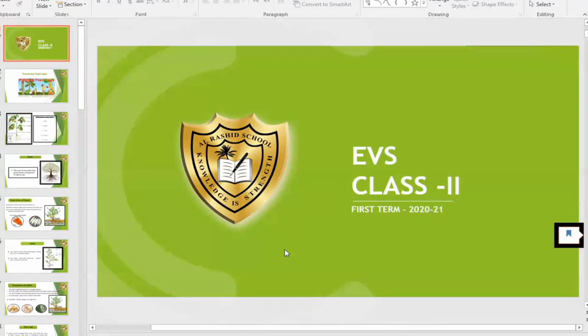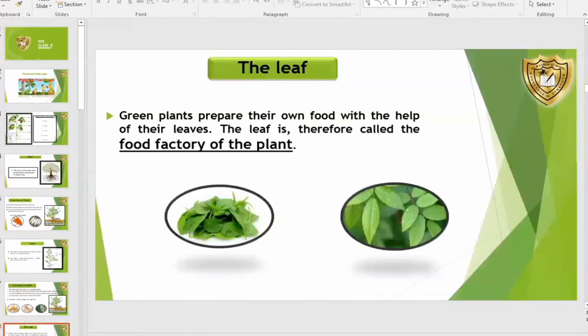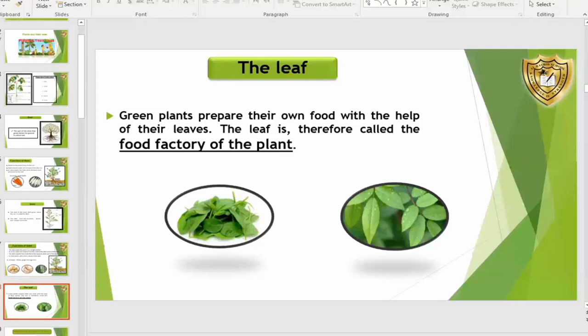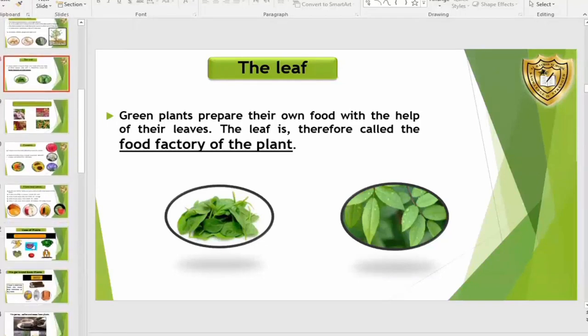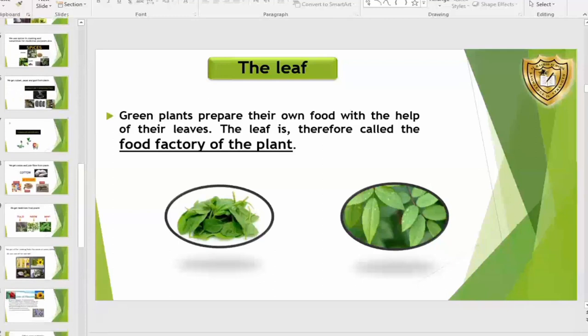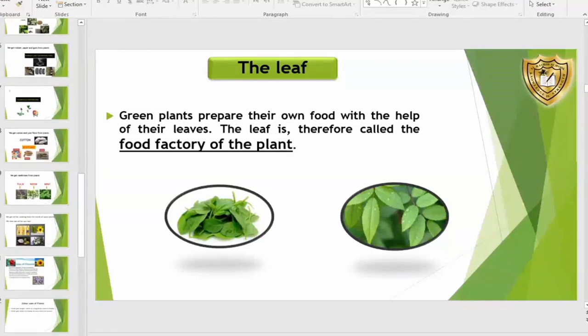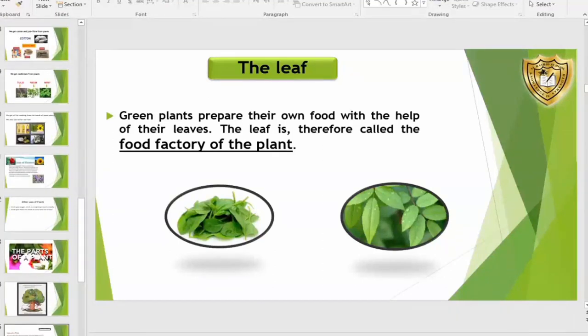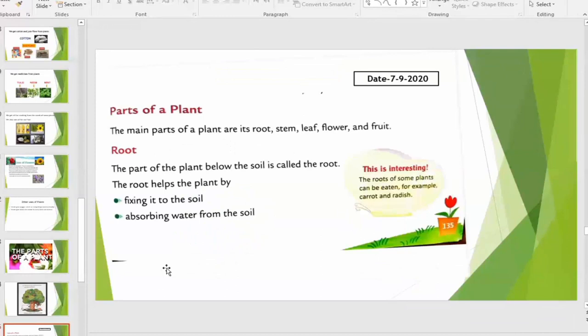Okay, let us start. Come on, everyone, class 2. Let us start with lesson number 2, plants and their uses. Now, teacher, which page? Wait, page number 135. Plants and their uses. Yes, lesson number 2, plants and their uses.